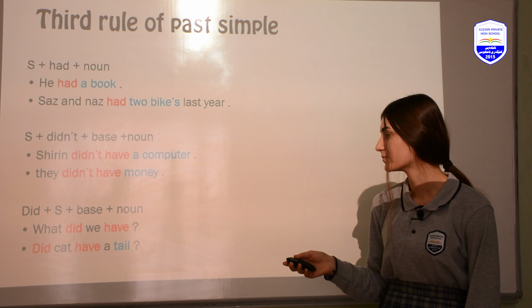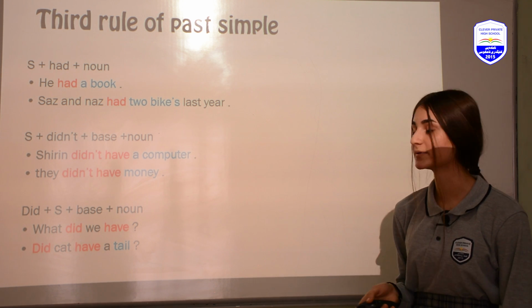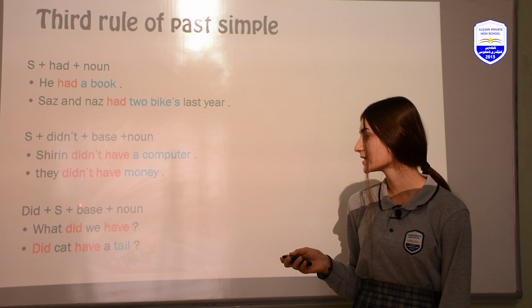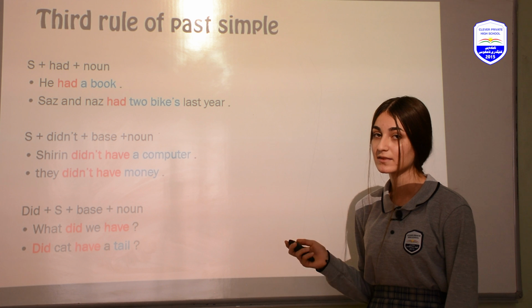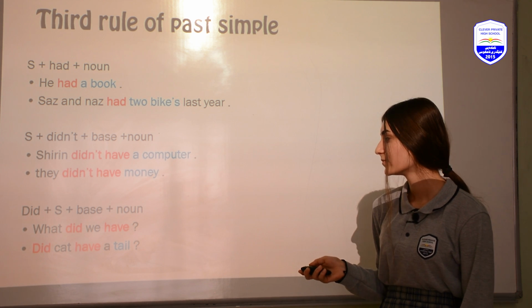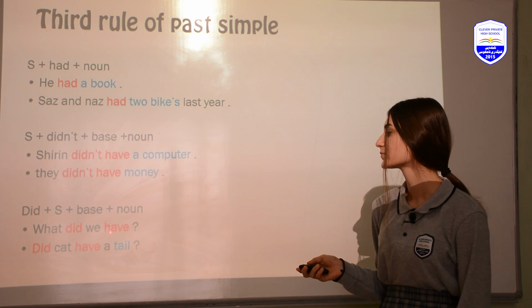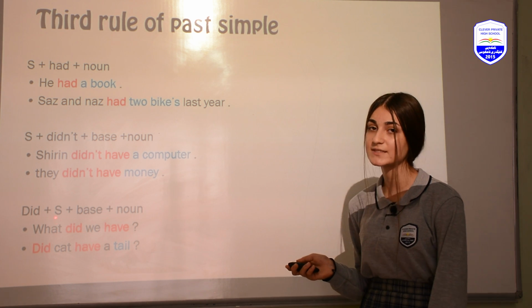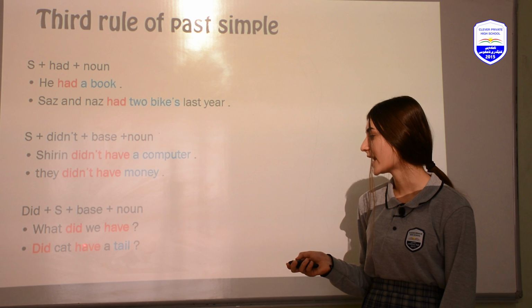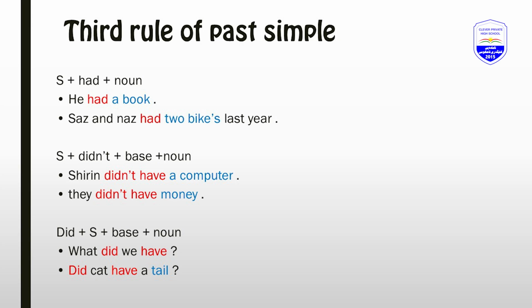Money, the complement. Another form for the third rule of past simple, did plus subject plus base plus noun. It's the question form. For example, what did we have? What is a WH question. We can use WH questions with the third rule of past simple. Did plus subject, we is the subject, and have is the base, and a question mark. We use have because we have did. Another example, did a cat have a tail? Did plus cat, the subject, have is the base because we have did, a tail is the noun, and a question mark.